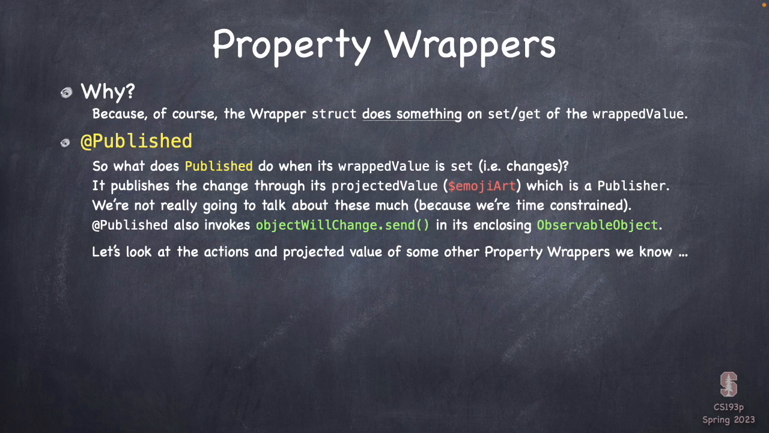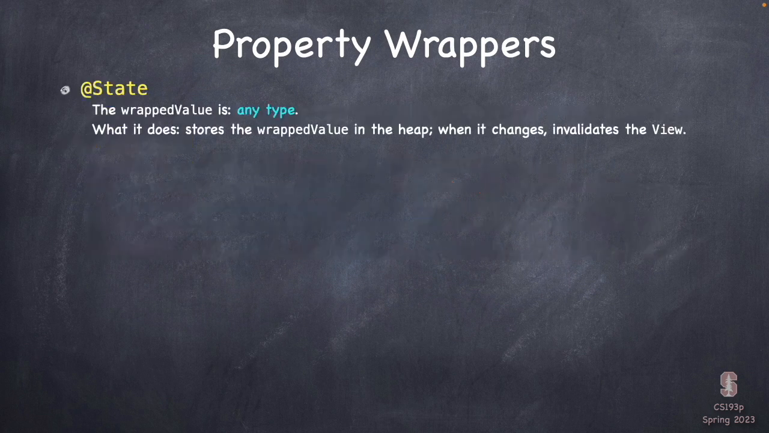And let's look at some of the other ones. @State. So the wrapped value in an @State can be any type, as we know. And what does it do? Well, it causes that wrapped value to be moved to the heap and stably kept there as the view is constantly changing, and it invalidates the view whenever that value changes. That's what @State does.